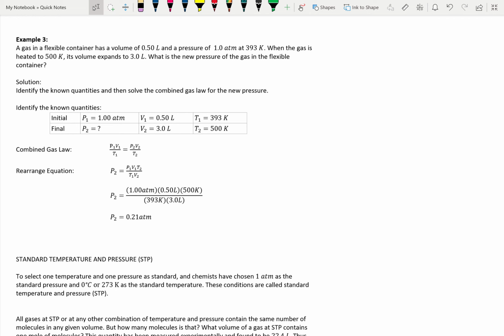In a flexible container has a volume of 0.5 liters. Our starting volume is 0.5 liters, V1.